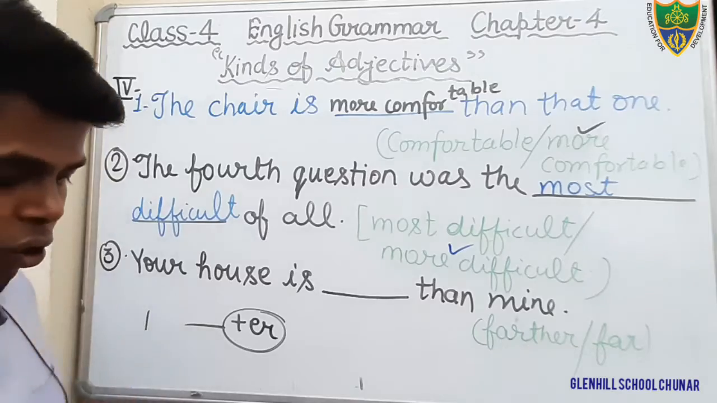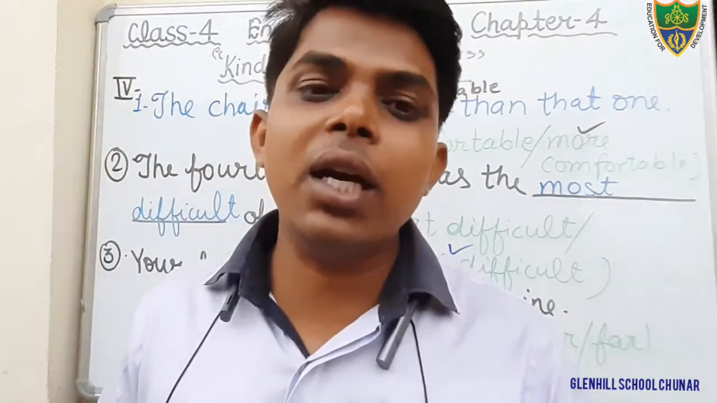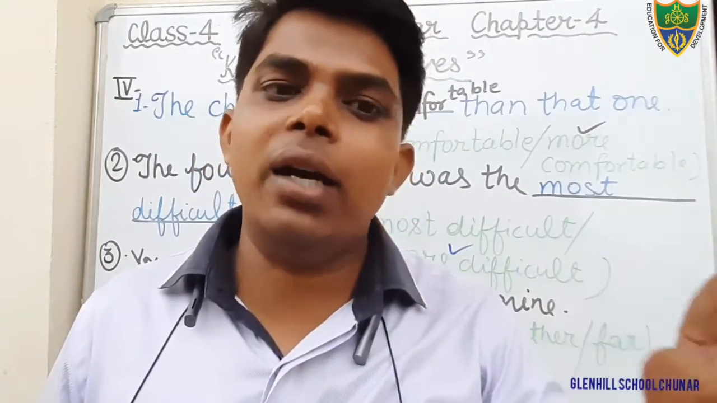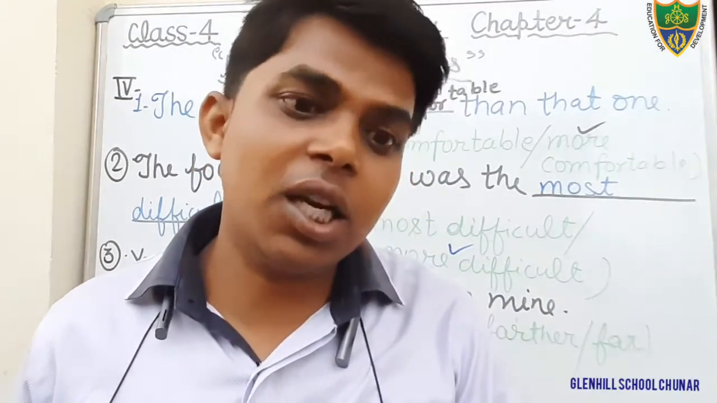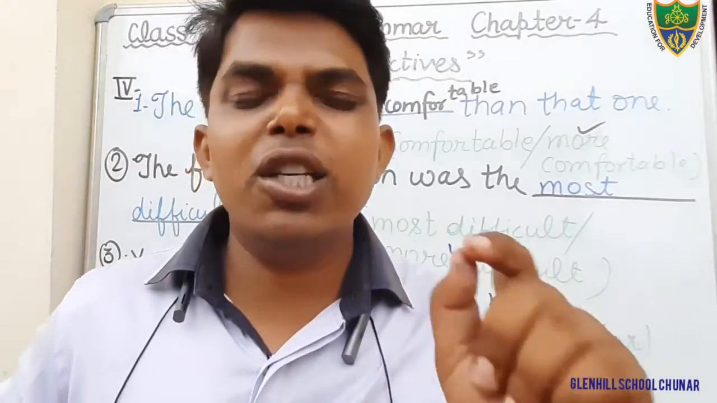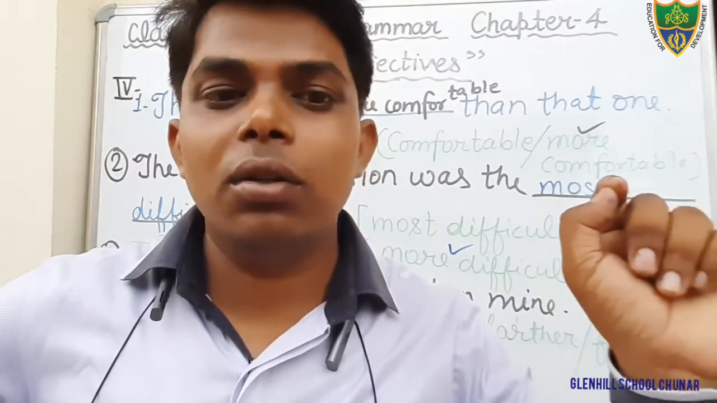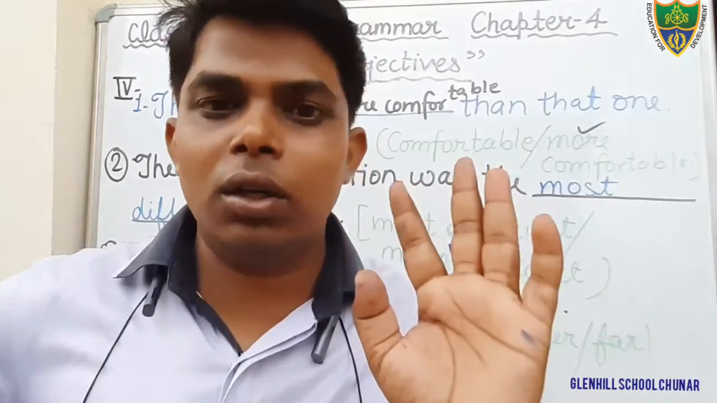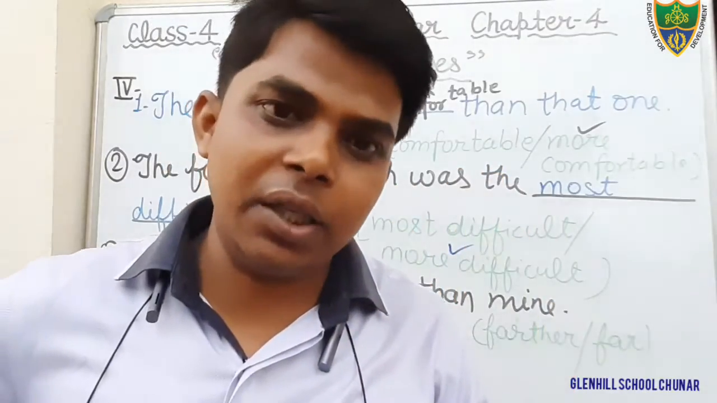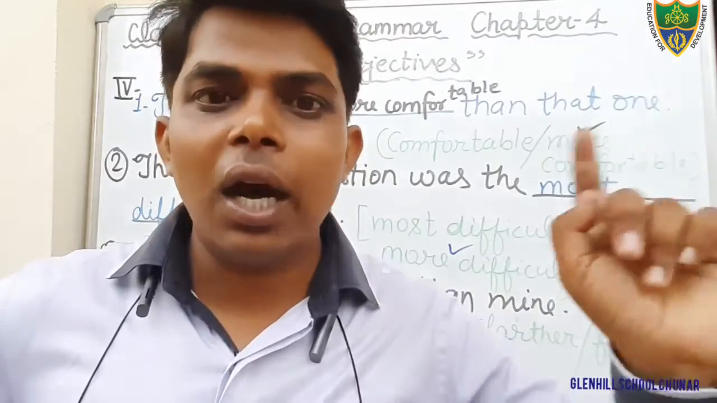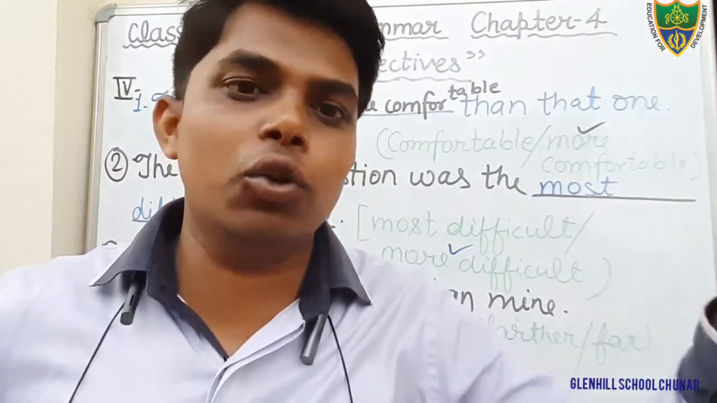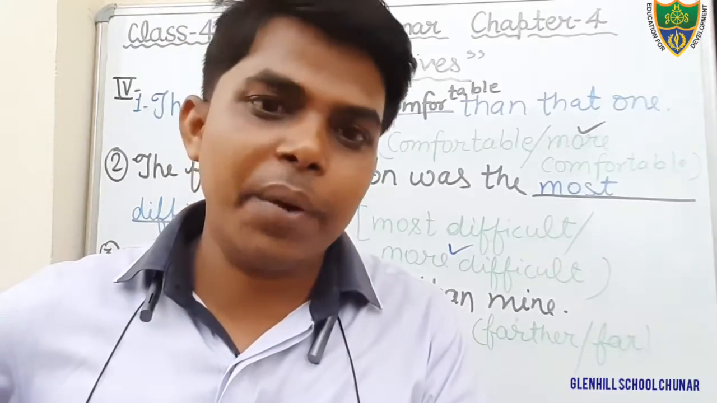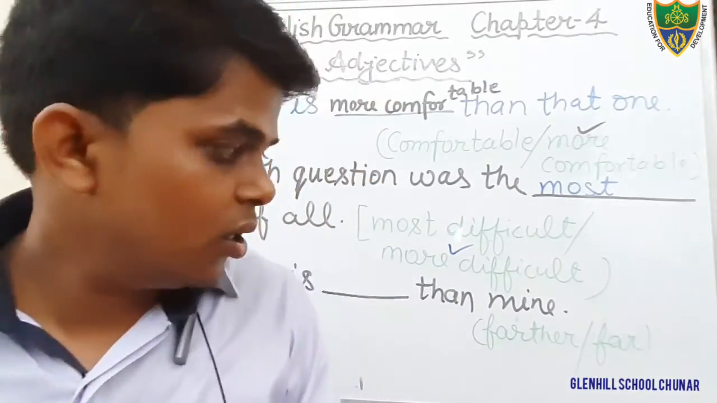And dear students, keep one thing in your mind: there are so many words in which we cannot add er. There are so many words in which we cannot add the word more to make a comparison, and that is the irregular form of adjective that I will tell you later. And I think you have written in your notebook. You can also see some irregular degrees of comparison. Okay, you have written that.